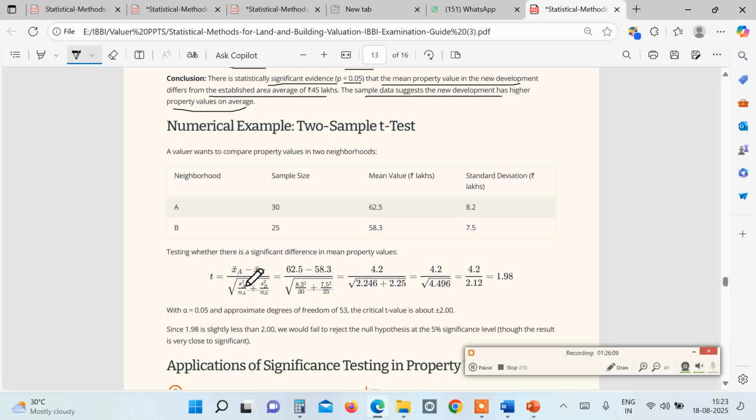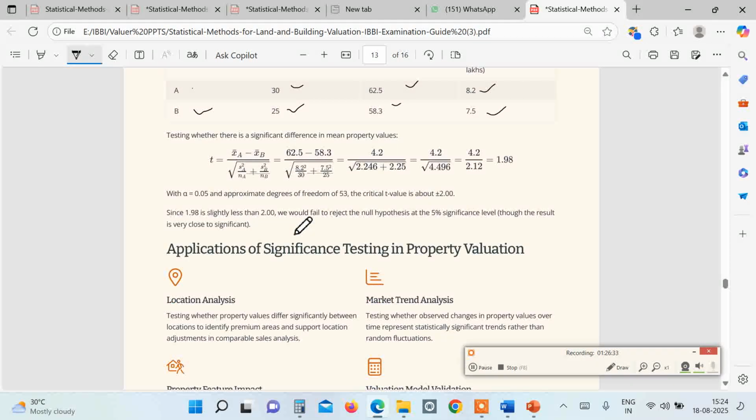Next is the two sample t-test. A valuer wants to compare the property values in two neighborhoods. In neighborhood A, the sample size is 30, the mean value is 62.5 and the standard deviation is 8.2. In neighborhood B, the sample size is 25, the mean value is 58.3 and the standard deviation is 7.3.